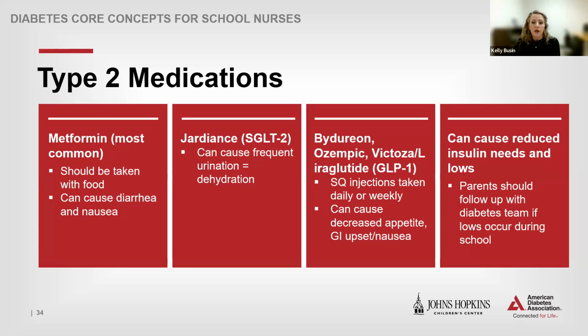So Jardiance is another type 2 medication that's used in the peds population as long as they're over the age of 10 years old. And the way that Jardiance works is by helping the body get rid of extra glucose in the blood by excreting it through the kidneys. People taking this medication typically need to go to the bathroom more frequently. And aside from needing frequent bathroom passes, the increased urination can actually lead to dehydration.